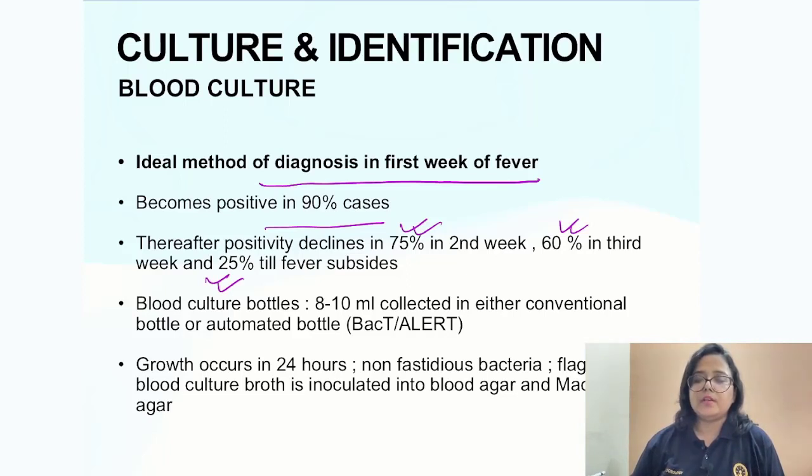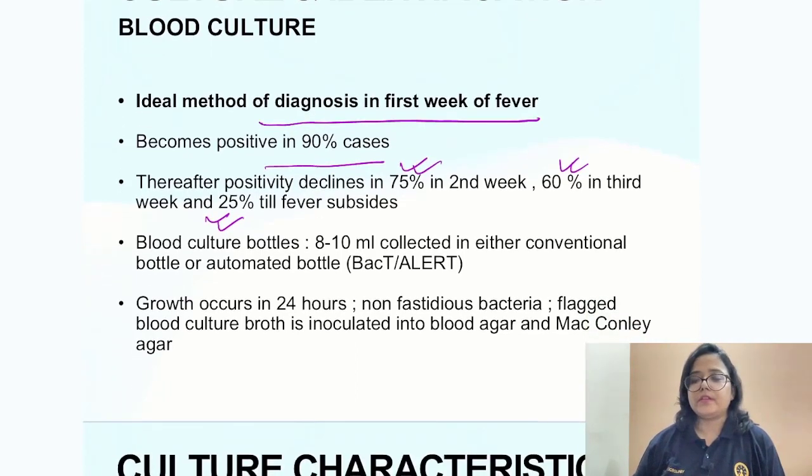Now, blood culture bottle: we have to send a pair of blood culture bottles before the institution of the antibiotic therapy, or if antibiotic has already been delivered, then prior to the second dose of the antibiotic, ideally, the blood should be collected, 8 to 10 ml of the blood, in two containers, either by conventional bottle or automated blood culture, which is Bacti Alert. Now growth occurs in 24 hours and it is a non-fastidious bacteria. So those which are flagged positive, the blood culture broth is inoculated into blood agar and MacConkey agar.